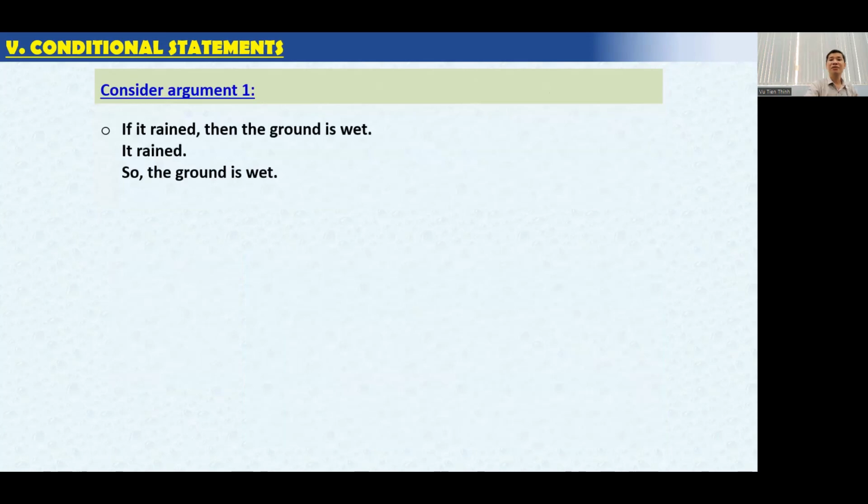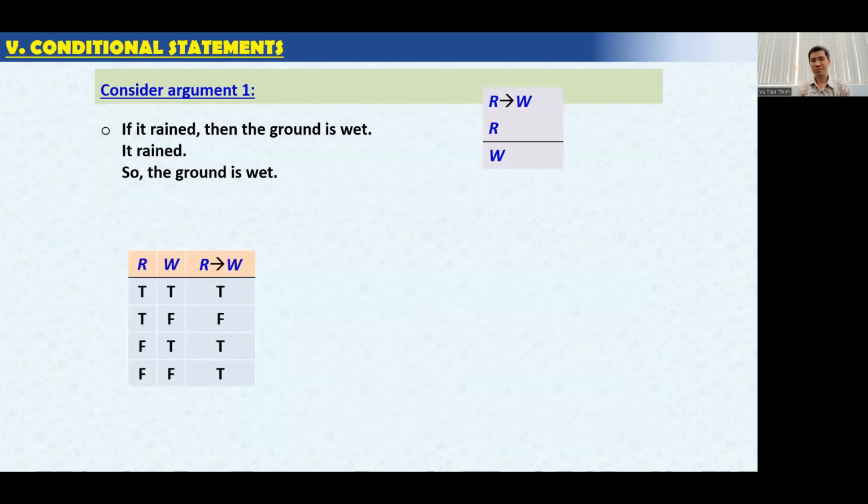Now let's consider a few arguments. If it rained, then the ground is wet. It rained, so the ground is wet. Let's see. If R, then W. R, the conclusion is W. You can see here, true, true, true; true, false, false; false, true, true; false, false, true. So the conditional is false only when the first claim is true and the second claim is false. The other cases are true.